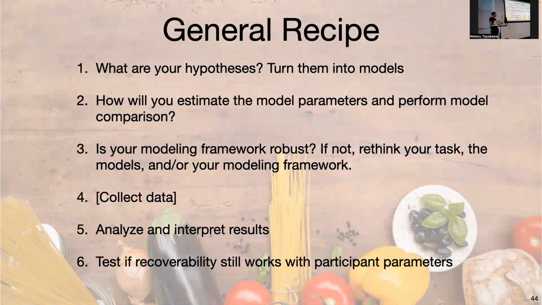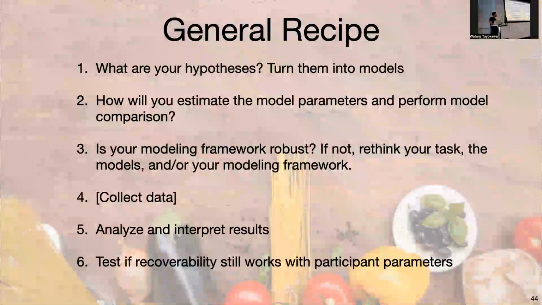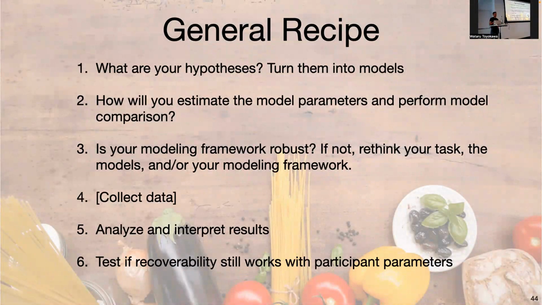And then step 5 is very simple, actually. Analyze and interpret your results. You've already done a lot of the work. Just hit play and maybe make some more tweaks and maybe rerun some of these robustness checks based on the range of parameters that you actually get from your participants.